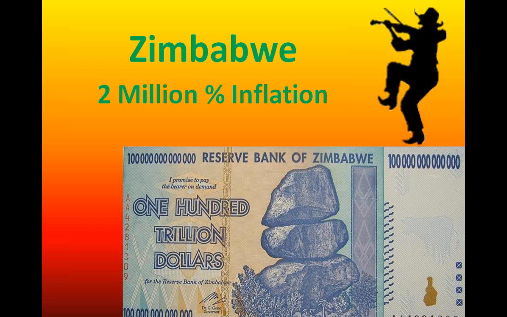Zimbabwe has had huge inflation too, 2 million plus %. You're looking at the largest banknote in history, the $100 trillion note. That's a whole lot of zeros, and try to see how much that gets you, about the equivalent of one Coke. So very interesting currency to look at.